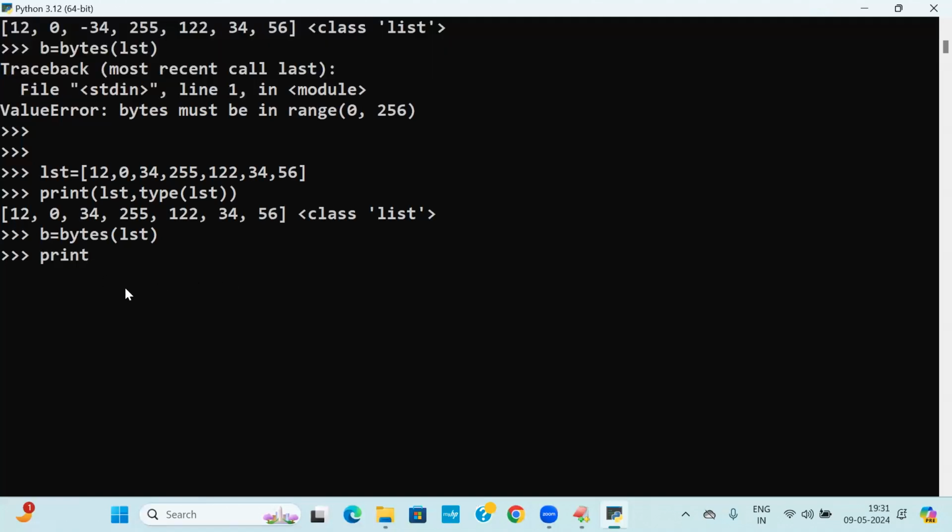I am printing B. My dear student, print B. When I print B, it is not going to be understandable by you. It is going to show some unknown characters for you. That is simply considered as what? One sort of encryption format.